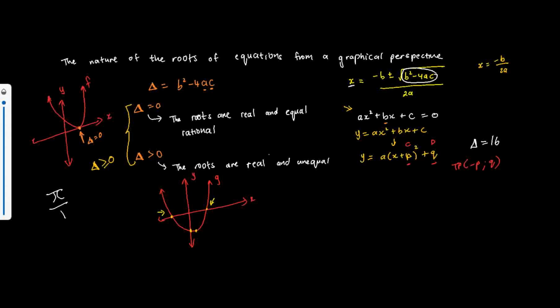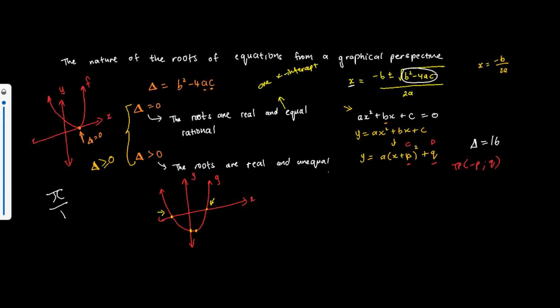Or if it's just greater than 0, for example, if delta is 16, then of course delta is greater than 0, the roots are unequal. This is where some learners get a bit confused, so let me clarify that here. When we talk about equal roots, we mean that there's only one x-intercept. That means the parabola, the quadratic function, is touching the x-axis at one point.